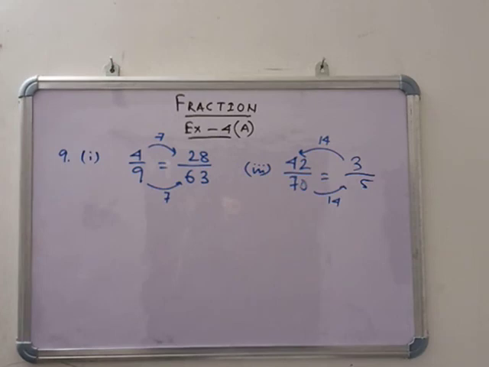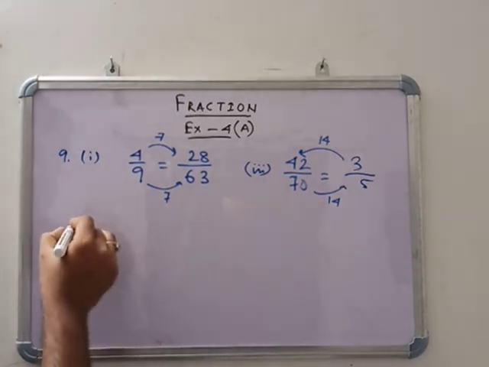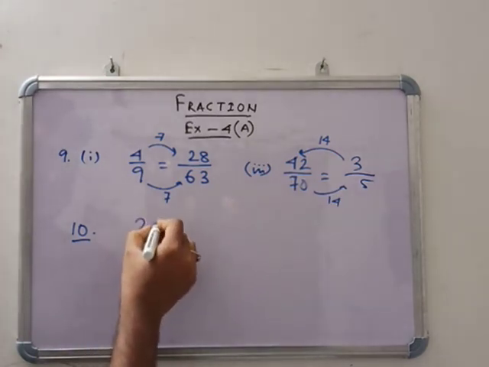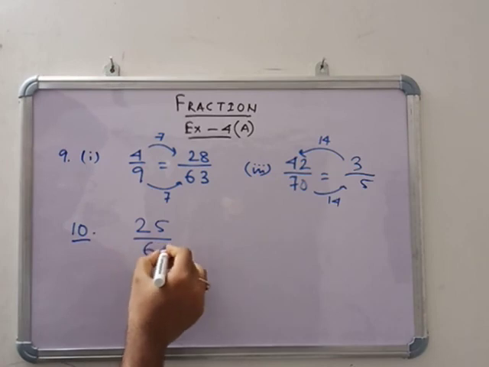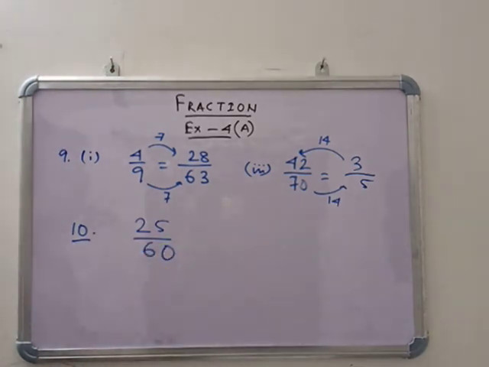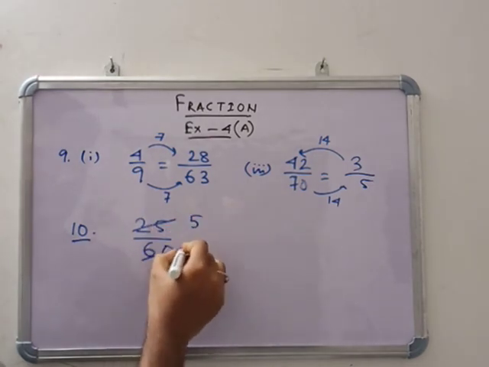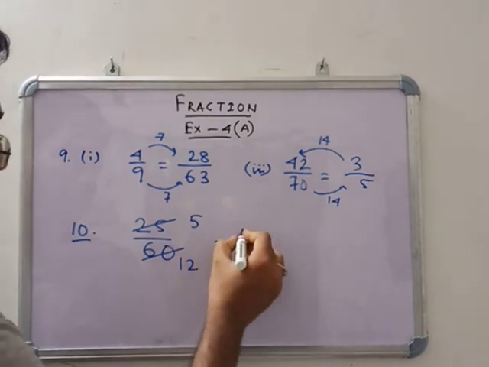Okay. Now, in number 10, what fraction of an hour is 25 minutes? So 1 hour means 60 minutes. So 25 by 60. Okay. You can cancel it and find the simplest form also. So this is 5. So 5 by 12. Okay.